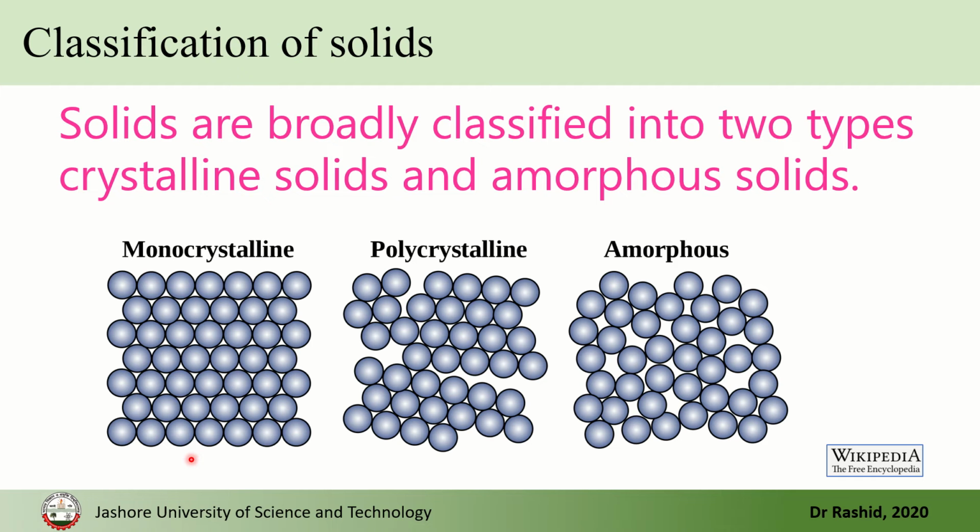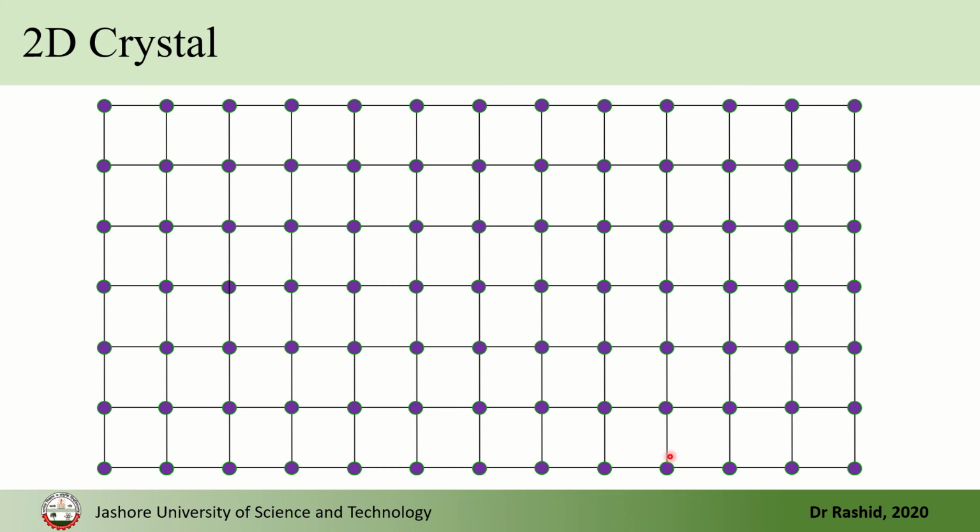Examples of crystals are all the metals that we use, the semiconducting materials also, of course, silicon, germanium, and also the conductors, copper, iron. Examples of the amorphous would be glass, plastic, wax, etc. So this is an example of a 2D crystal.